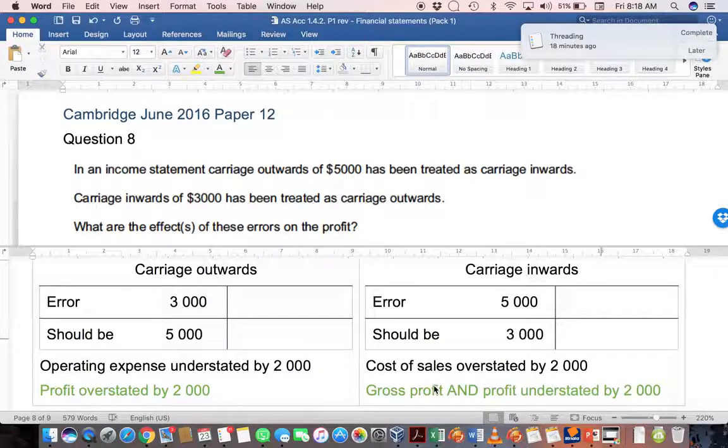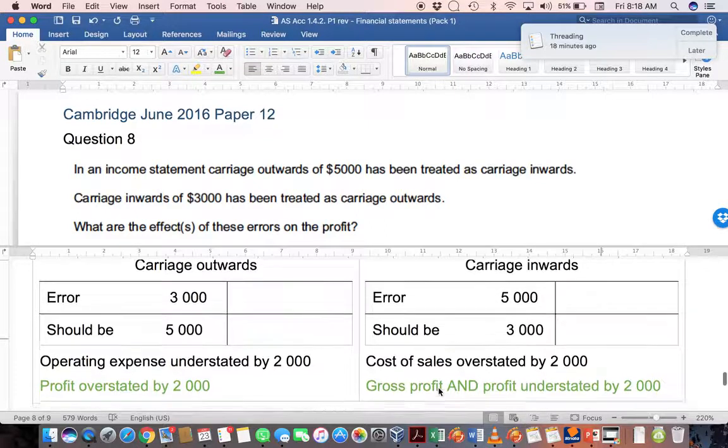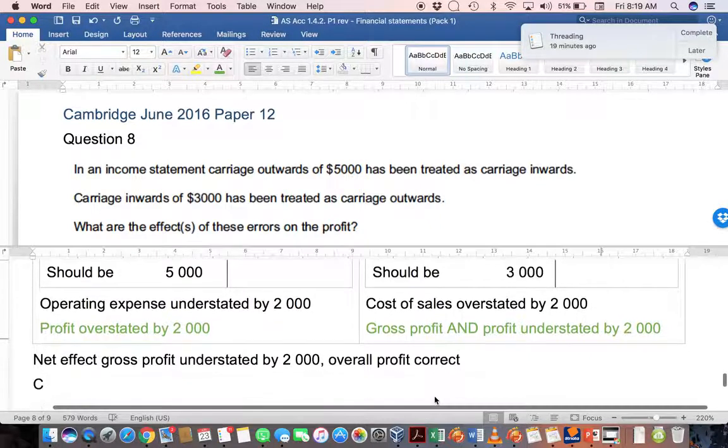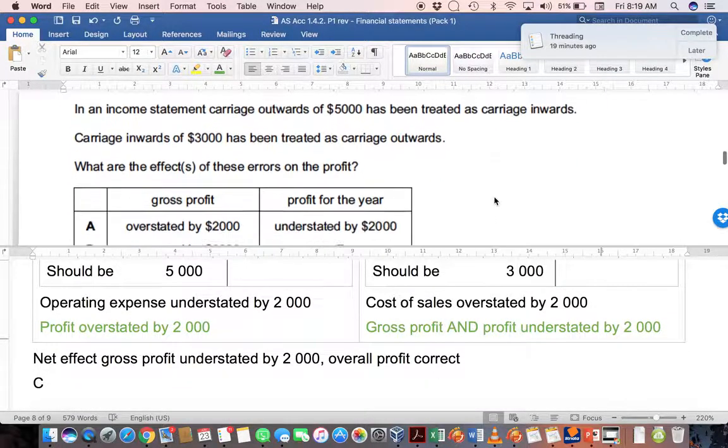So if we now compare both of these effects, both of them you can see do actually impact on the profit. In this case, profit is overstated, and in this case, the profit is understated, which means at the end of the day, your profit is actually going to be correct. Your profit for the year will be the same. However, your gross profit is understated at the beginning. So your net effect is that your gross profit is understated by 2,000, but the overall profit is correct.